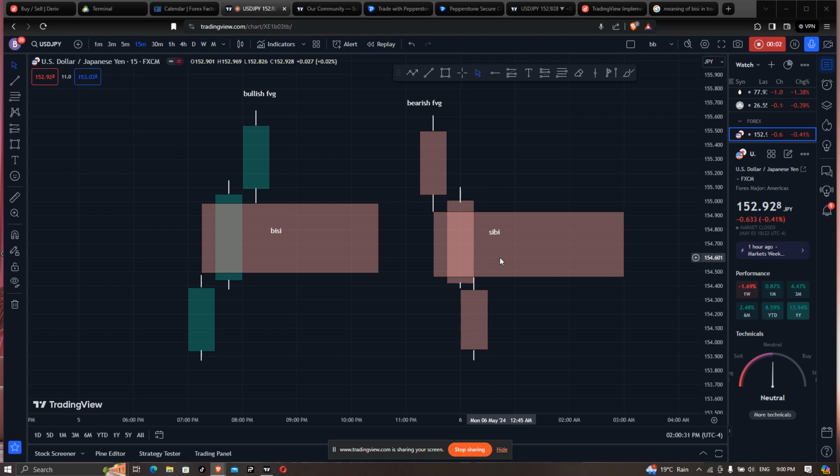Hi. Welcome back. So today we are discussing the different types of the fair value gaps. We have the bullish fair value gap, which is made up of three consecutive candles, whereby they do not overlap. The candles themselves, the wicks, they do not overlap. Now, the bullish fair value gap, we look at the high of the first candle versus the low of the third candle. There must be an imbalance, a price imbalance in between.